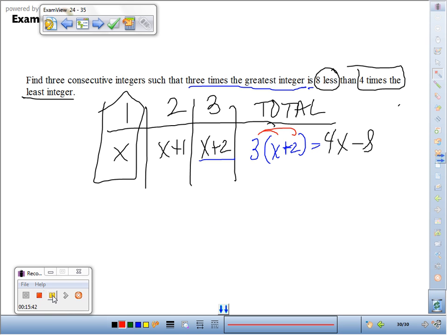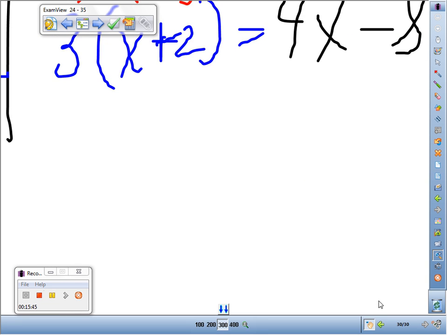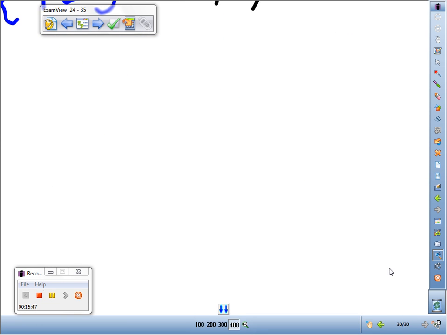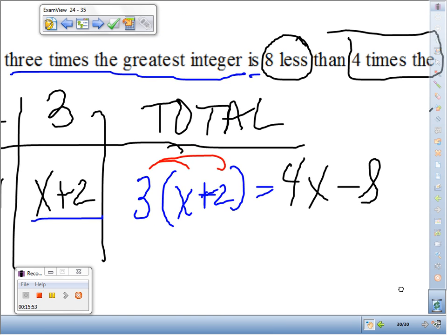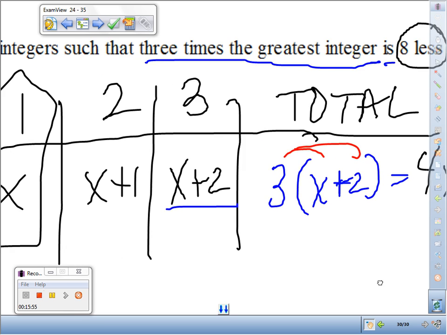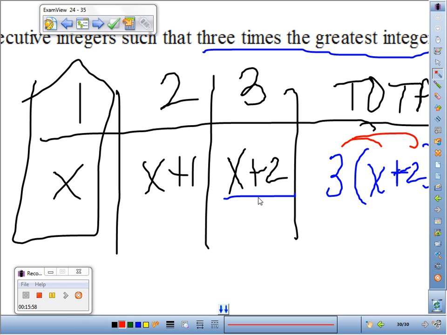So the question was, how do we start labeling our numbers? Let me show you that. It says 3 times the greatest integer. First of all, we know that this is the lowest integer because if I was to write integers in a row like this, let's say 1, 2, and 3, which is the smallest integer? 1. Which is the greatest integer? 3. But since we didn't label it with numbers, we label it with variables. The smallest is x, the greatest is x plus 2.